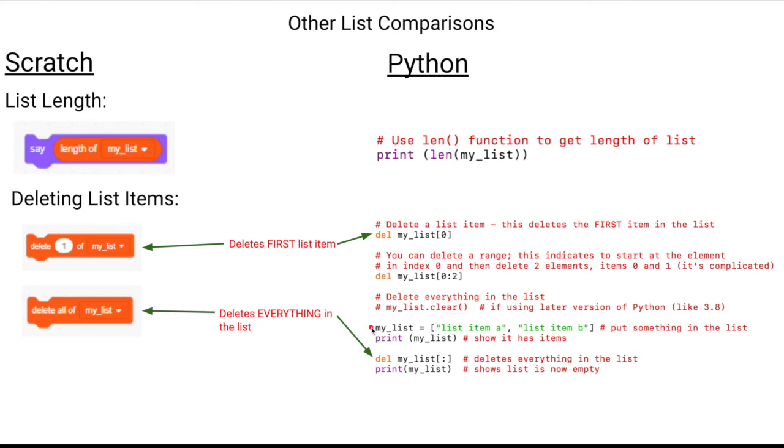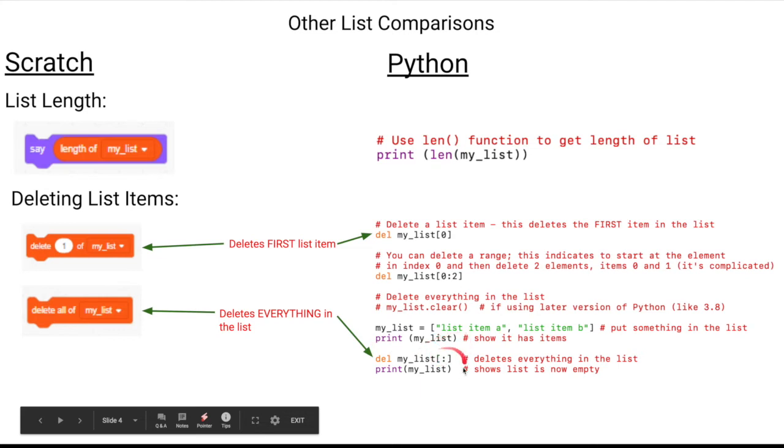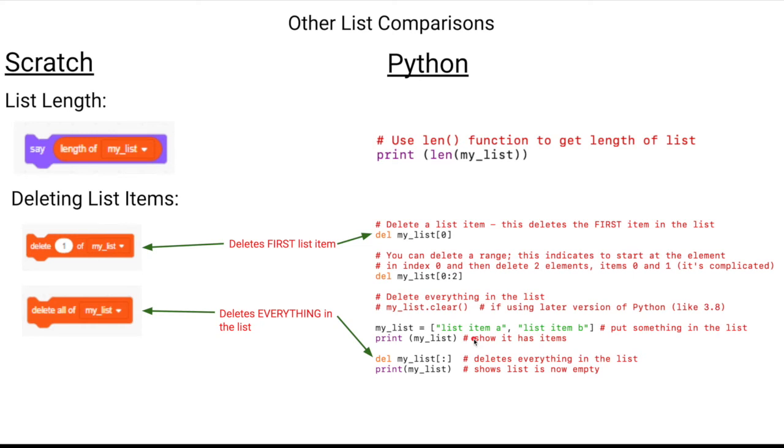I've got my list. It's got 2 things in it now, list item A and list item B. And if I print it out, I would see these items. Now, if I delete my list, and I'm using this kind of funny range thing, that says get rid of everything in the list, and then you print it, you would see that it's gone. So this is a little weird looking, but it does the same thing as the delete all.